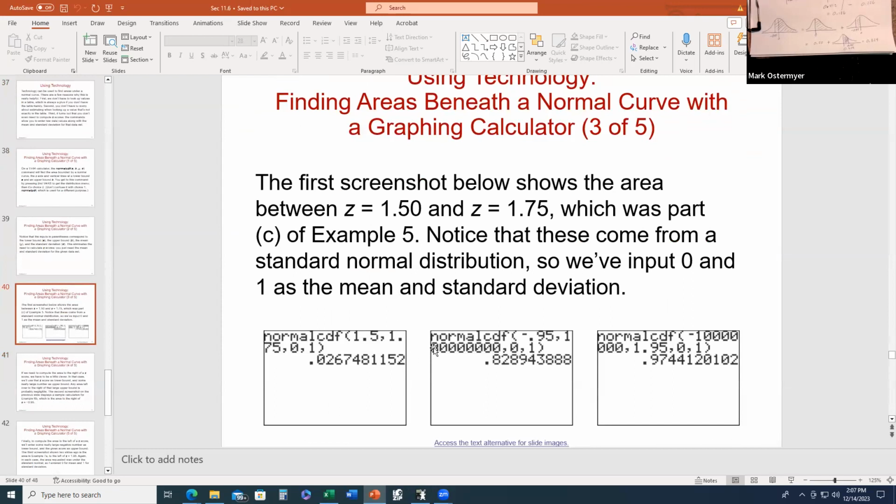This is showing you the normal CDF function, but that's on the TI-84 calculator, ladies and gentlemen. You don't have to go out and buy a TI-84 calculator.